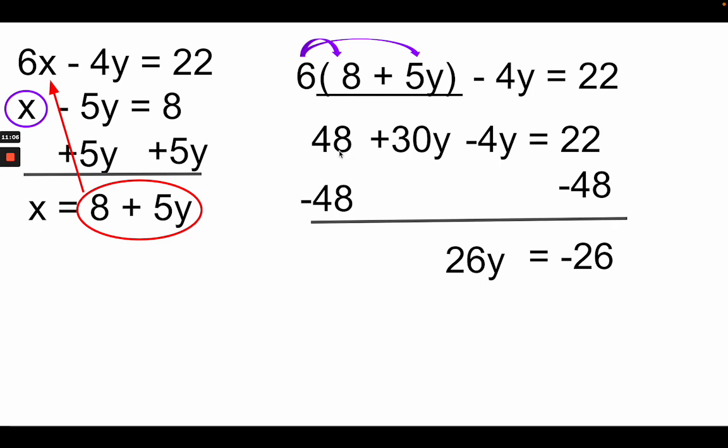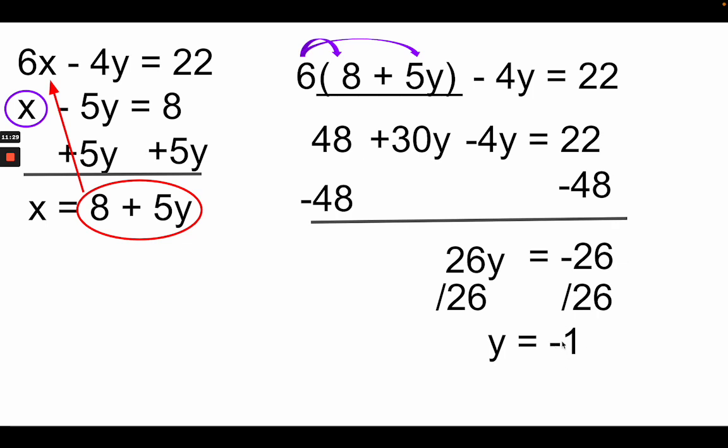We're going to push our 48 to the other side. So minus 48. Whatever you do to one side, you have to do to the other. Minus 48. And we're going to get negative 26. And again, we want y by itself. So we're just going to divide it by 26 on both sides. We're going to get y equals negative 1 because negative 26 divided by positive 26 is negative 1.